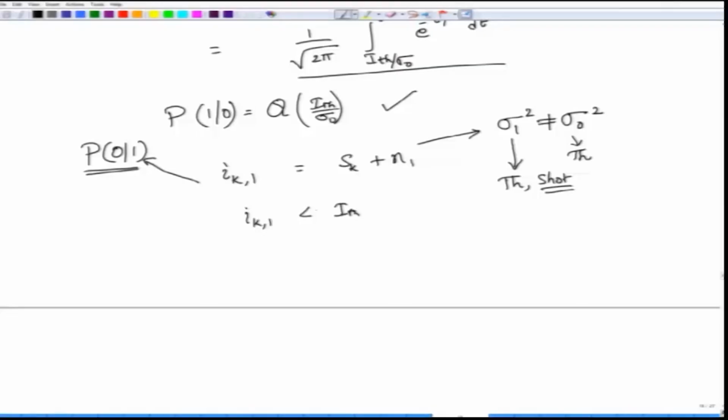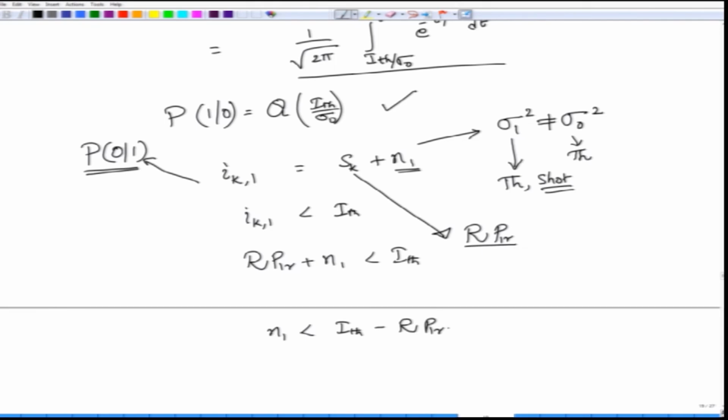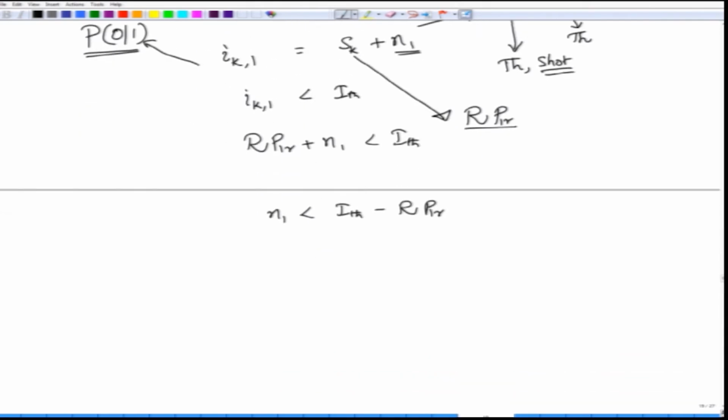So, when this I_K1 becomes less than I_TH, and what would be S_K? Oh well, S_K should be R P1R, right. So, this is the photocurrent that you have obtained, R into P1R, where P1R is the optical power that you have received. R stands for the responsivity. In the absence of noise, this is what you would have received, but in the presence of noise you are going to get N1 as well, okay. So, let us write down that one. So, you have R P1R plus N1 being less than the threshold current, right. When will this happen in terms of the noise variable? When N1 is less than I_TH minus R P1R, okay. When this happens, you are going to get an error, right.